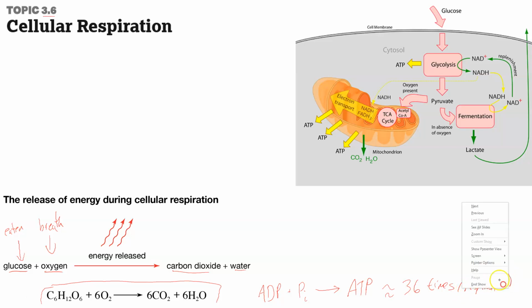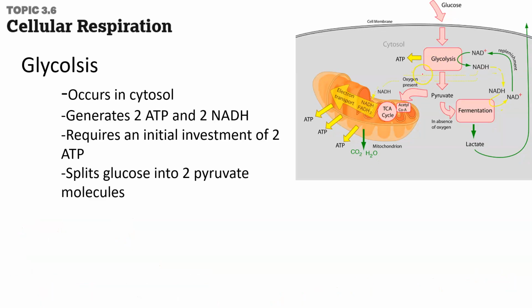So I want to talk a little bit about these steps in detail. We have our glucose molecule. This is our cell membrane, this edge right here. Glucose is going to enter a cell, and then it's going to go through this process called glycolysis, which we're going to talk about in depth in this video. So this is our starting point.